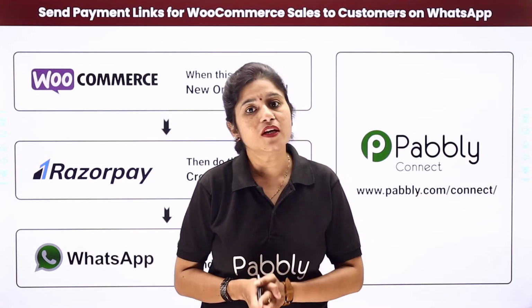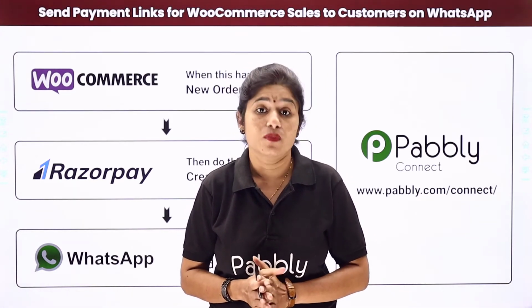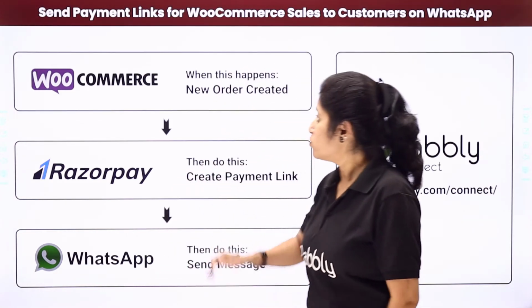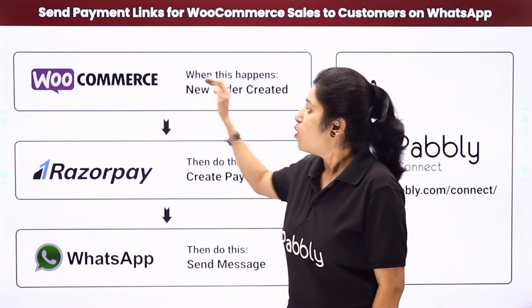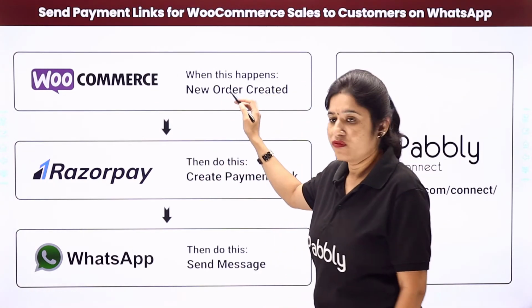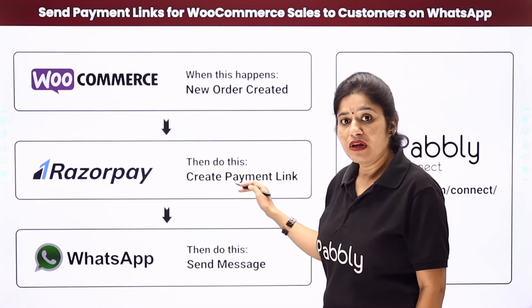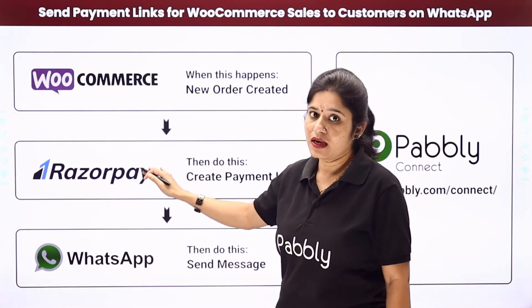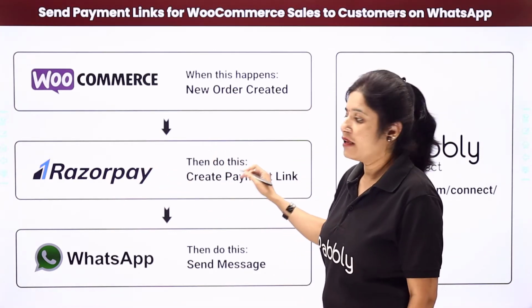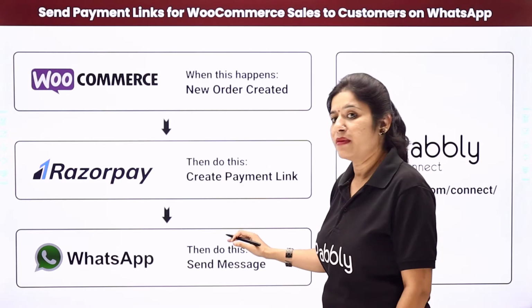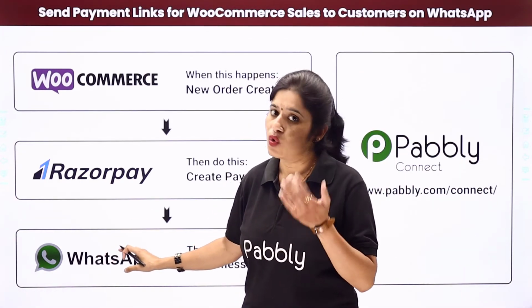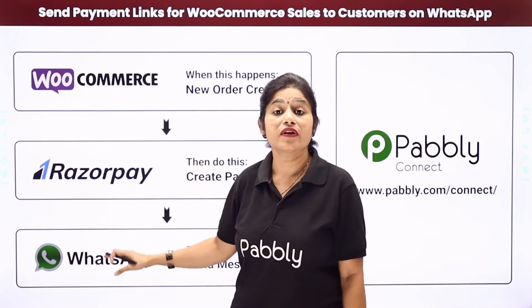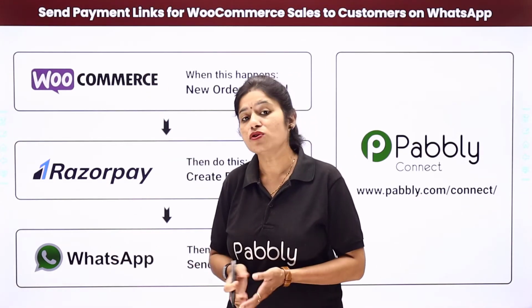So in this particular video, we have come up with an automation where whenever you receive a new order in your e-commerce platform, that is your WooCommerce store, automatically using the details of the order, a new payment link will be generated in your Razorpay account, and the same payment link will be shared with your customer along with a message on his WhatsApp number. But the problem is that there is no direct connection between all these software applications. So how are we going to do this?